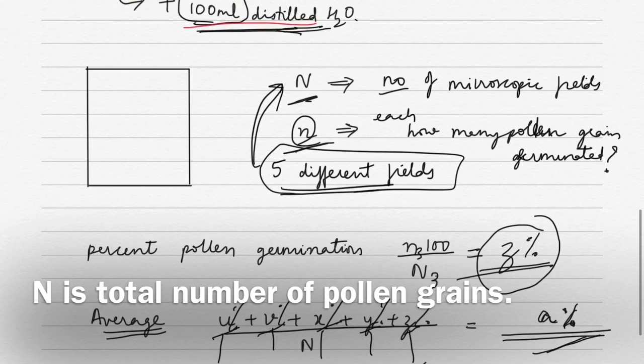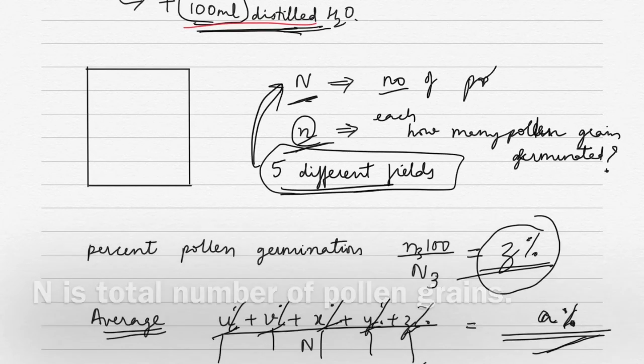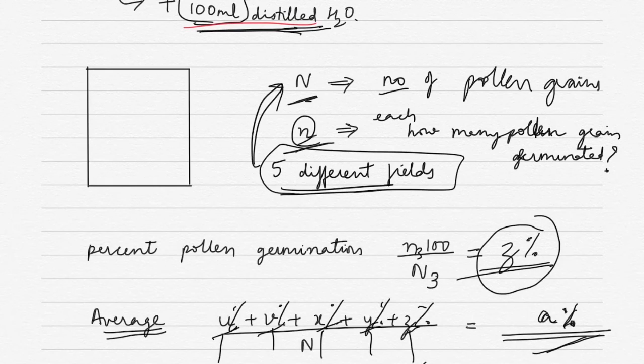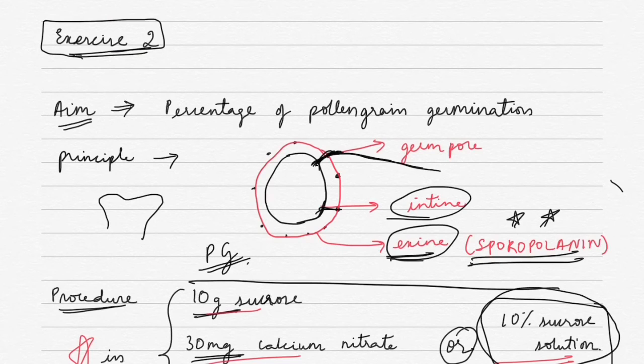I'm sorry, here I said number of microscopic fields. It is not the number of microscopic fields, it is the total number of pollen grains. So we are going to do this experiment. This is a very small experiment and very easy to do, and most of the questions would be asked on the pollen grains, and that's all we have got to study about this experiment.